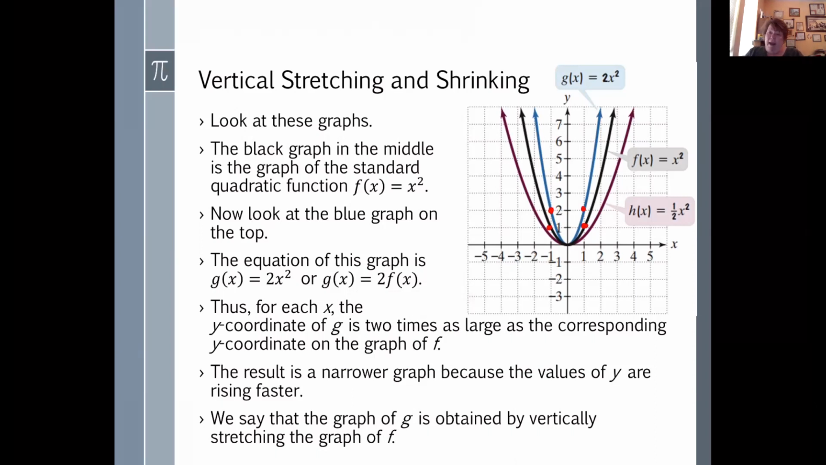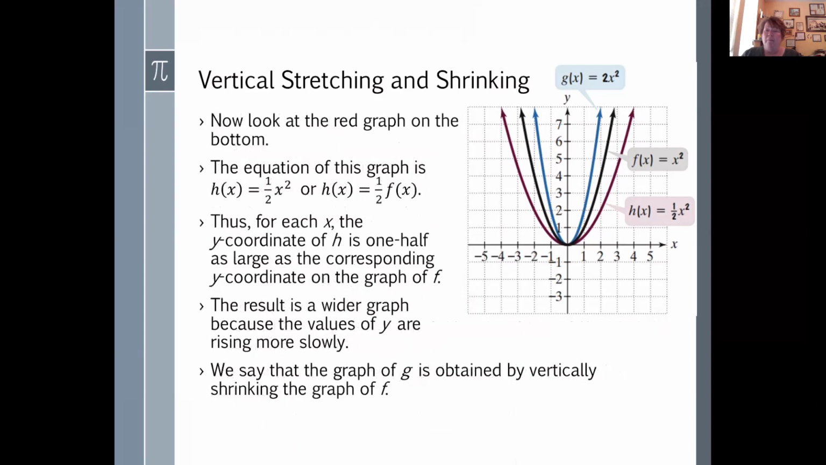So the effect of multiplying the output by a constant means that we are stretching the graph. We're making it narrower. We're taking the y values and stretching them upward. So if you multiply the output by a constant, that is a vertical stretch, if that constant's bigger than 1. Now the second graph there is h of x equals 1/2 x squared.